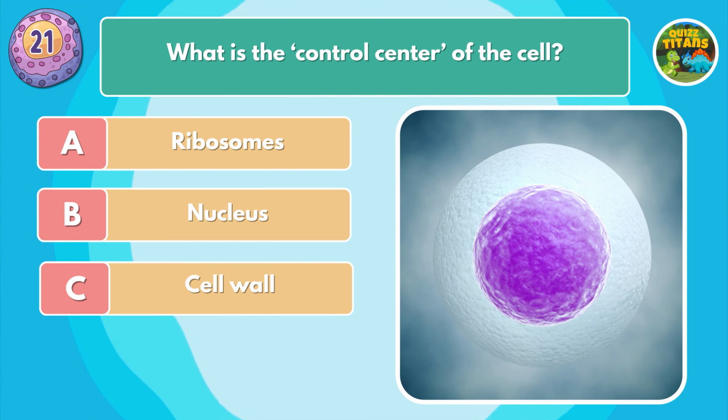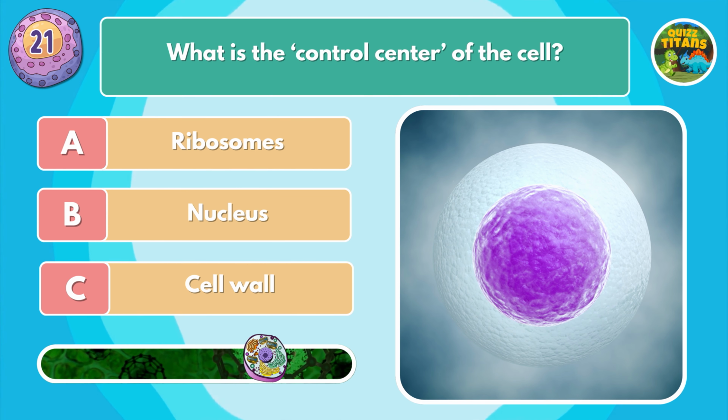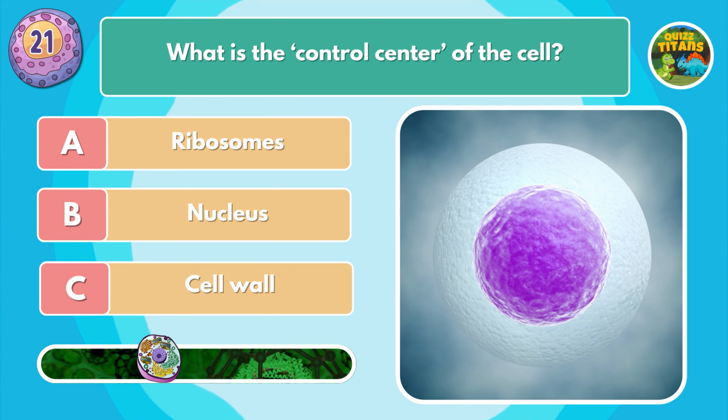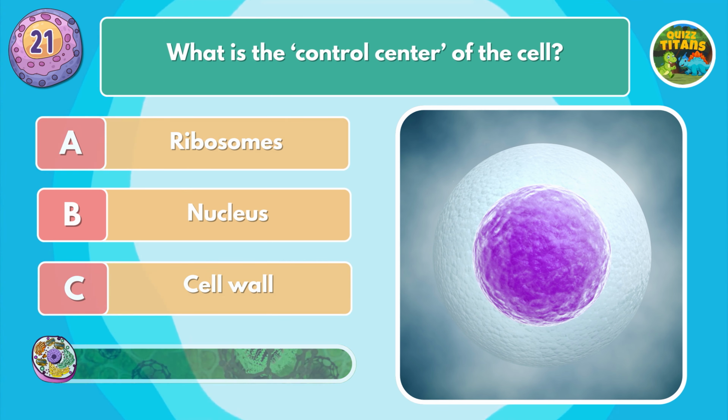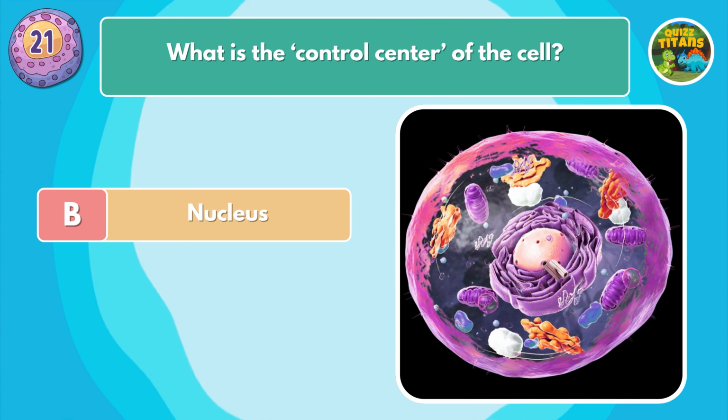Every city has a mayor, every team has a captain. So what is the control center of the cell? It's the nucleus. It holds DNA, the master instruction manual of life.